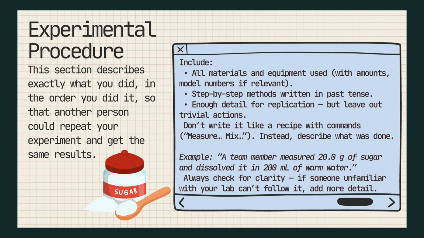All right, now we're going to talk about the experimental procedure. In this section of your lab report, the procedure details what you did in the order that you did it, so that another scientist could repeat the experiment and get the same results, right? That's the only way that we can validate the work that scientists do: by repeating the experiments over and over and over again and making sure that the results are still consistent.